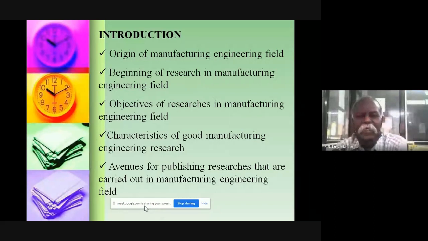Then the question arises: when can we get the degree for recognizing our engineering research? Because we know that PhD is recognized as a research degree, and on completing our research activities, our achievements are recognized by awarding a PhD.